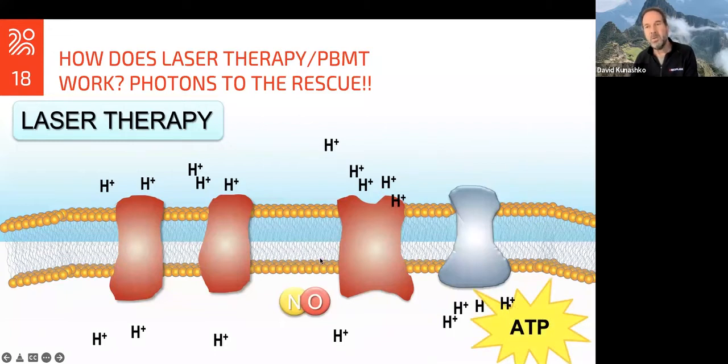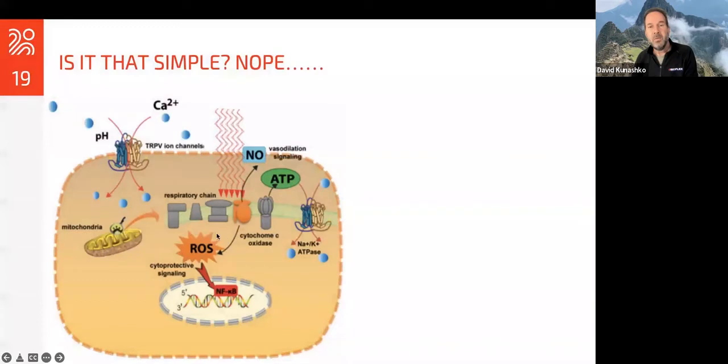And this has a whole trickle-down effect on the function of the cell, which is critical in healing. So all of these mechanisms are at play. Increase in ATP, indirectly increasing the sodium potassium ATPase pump, and a release of nitric oxide that causes temporary vasodilation in and around the area that you're treating.